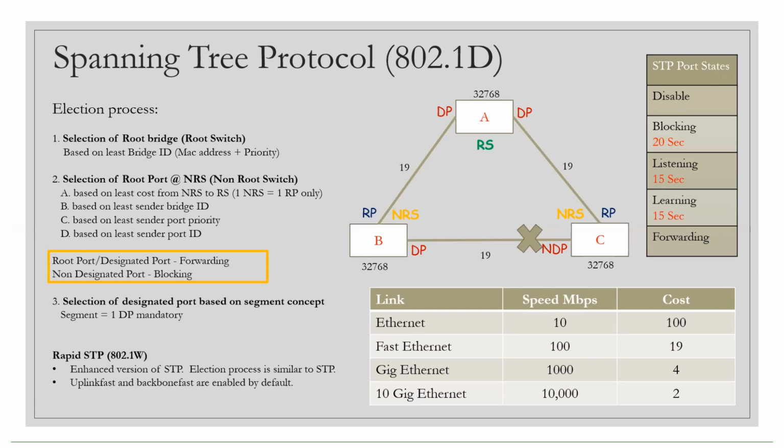The last concept is about the rapid STP, or what we call 802.1W, or RSTP. Now RSTP is the next version of STP. It's the enhanced version of STP. Okay, and RSTP by default is enabled on most of the latest switches. Which means that once RSTP is enabled by default, you really don't have to worry too much about the commands.